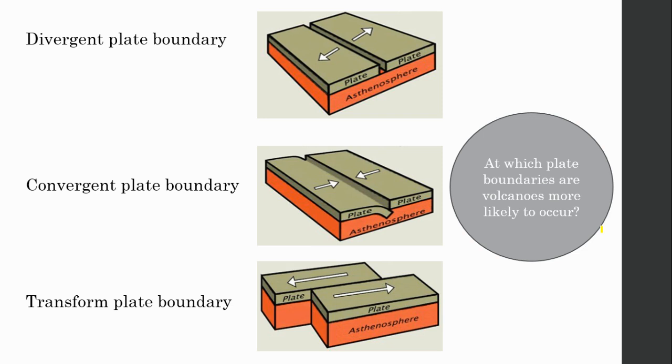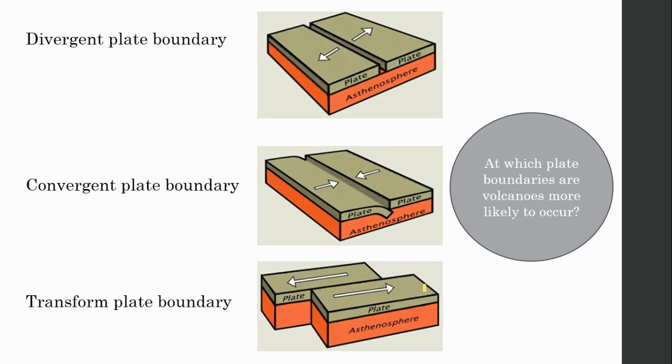Okay, welcome back. So let's have a think about this together. We've looked at transform plate boundaries quite a lot for earthquakes, where the two plates move past each other. But as there's no opening in the Earth's surface when there's a transform plate boundary movement, it's less likely that a volcano is going to occur here.